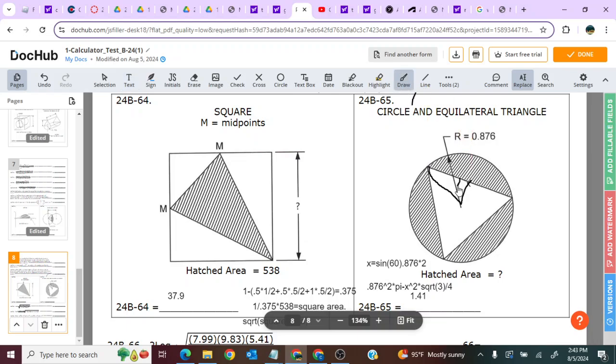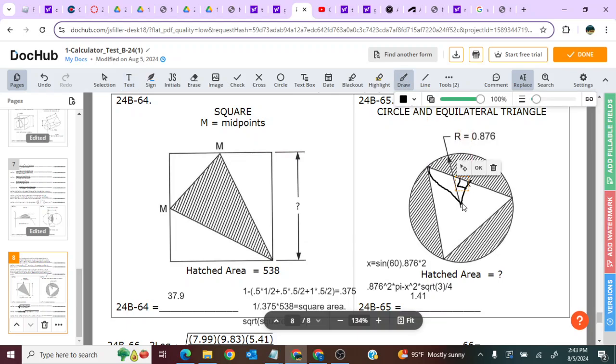This is your right angle. This is 60 degrees because the entire triangle is drawn out. These would be segments of 120 degrees because the entire circle is 360 degrees. This angle is half of that, at 60. Sine of 60 times your hypotenuse, multiply by 2, and you get your x value. I believe it was like 1.5 or something.